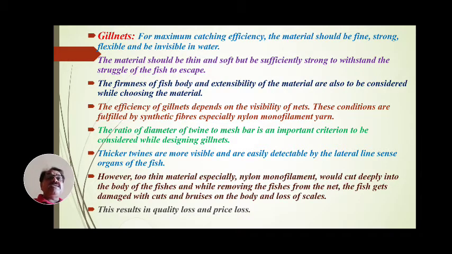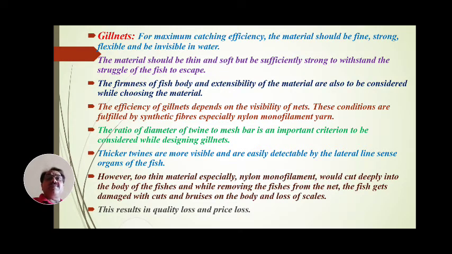For maximum catching efficiency, the material should be fine, strong, flexible, and invisible in water. The material should be thin and soft, but sufficiently strong to withstand the struggle of the fish to escape. The firmness of the fish body and the extensibility of the material are also considered while choosing the material to construct the nets. The efficiency of a gill net depends upon the visibility of the nets.